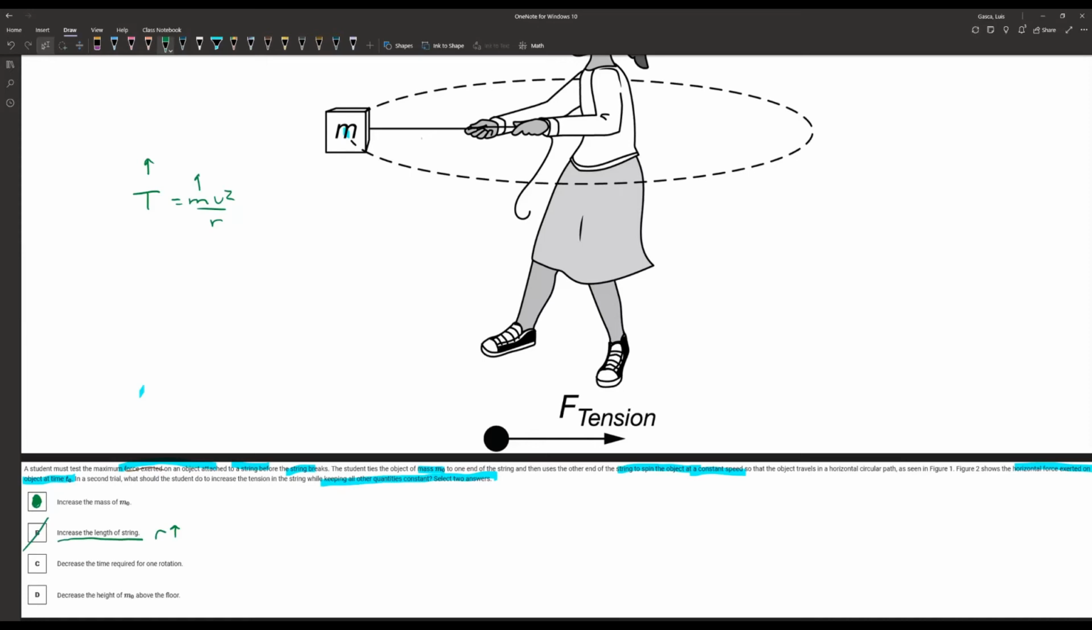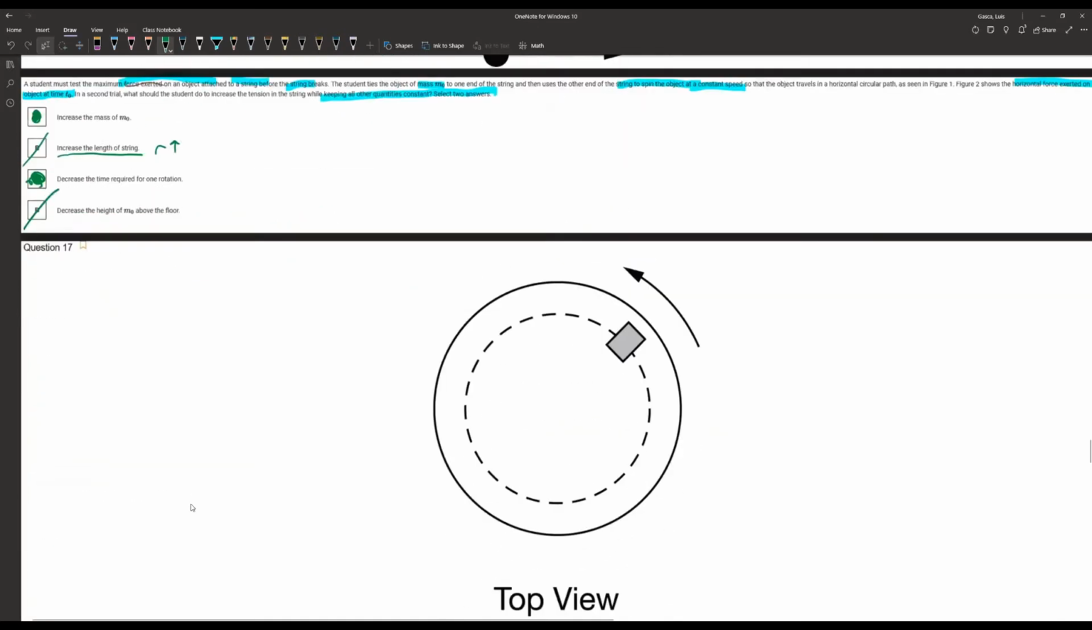Decrease the time required for one rotation. Well, as time goes down, v tangential, which is given by delta x over delta t, well, if the time goes down, that makes this entire fraction go up. So I think the velocity will increase here. And then decreasing the height above the floor is not going to do anything. Very good. Okay, let's go to number 17.